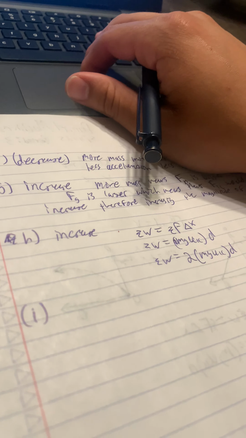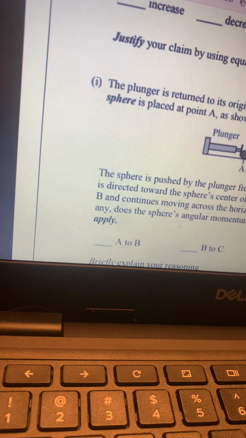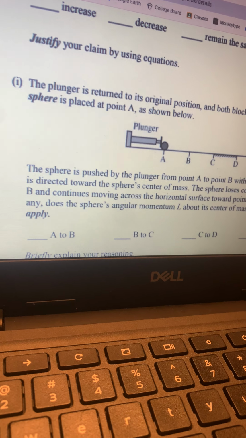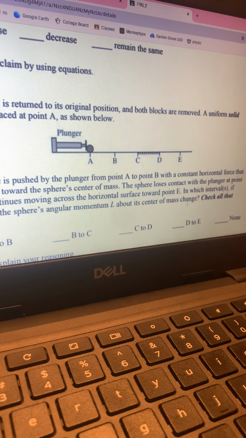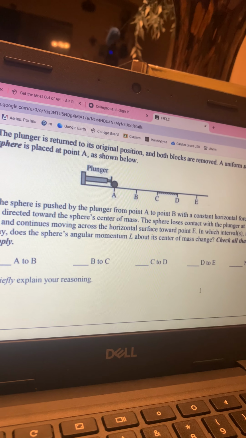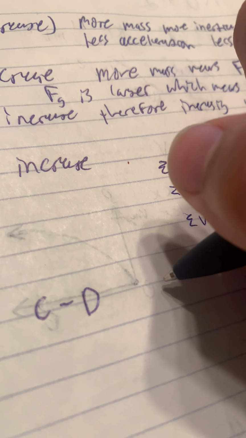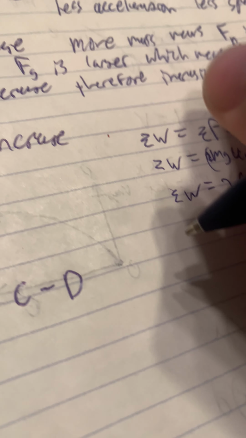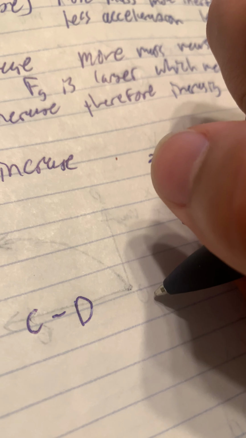And then for I, it says the plunger is returned to its original position, but it is now a sphere. And then it asks, in which intervals does the sphere's angular momentum about its center of mass change? The only interval in which this happens is from C to D. This is simply because the sphere cannot rotate or have an angular momentum without friction, and from point C to D is the only part with frictional forces.